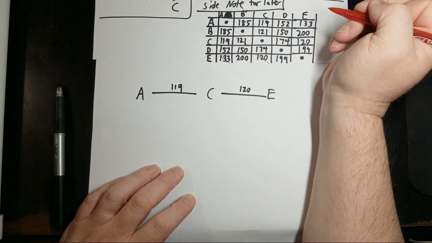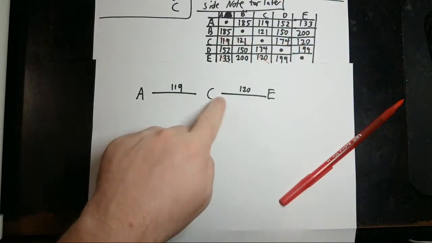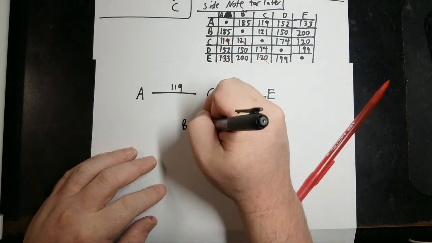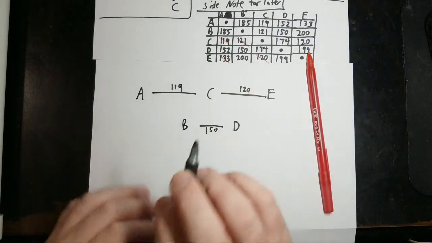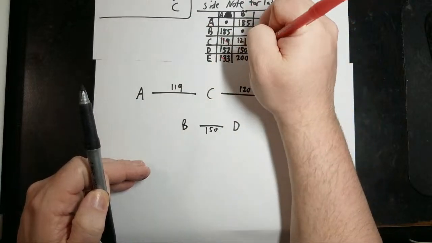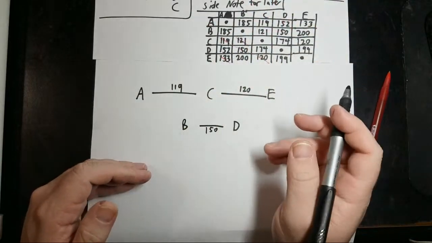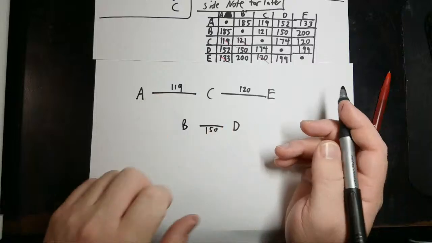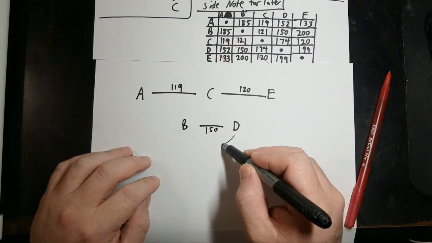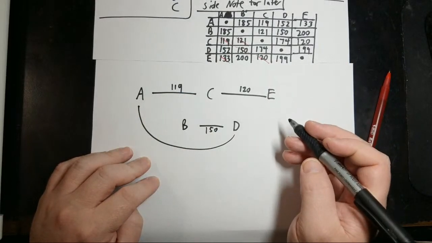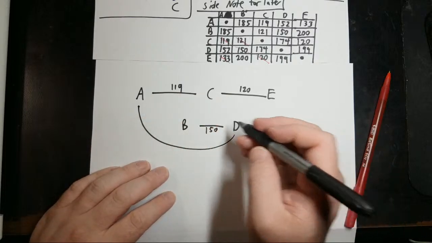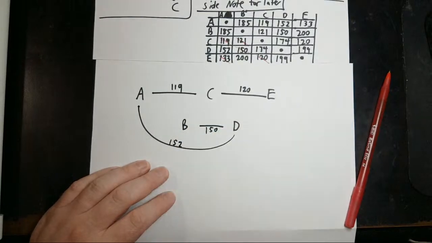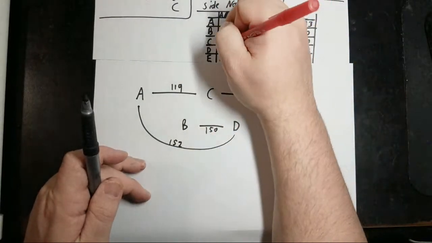The next cheapest one is 150. B to D. Now, B to D is not in this yet. Let's put it down here. There's 150. And I just used that one. What's the next cheapest one? 152. A to D. Now, this looks a little weird. But I could do that. Temporarily, I'm going to have to restructure this afterwards. But A to D is 152. That marks off that.